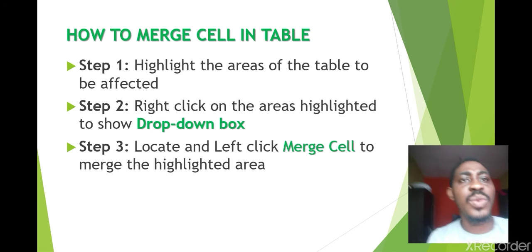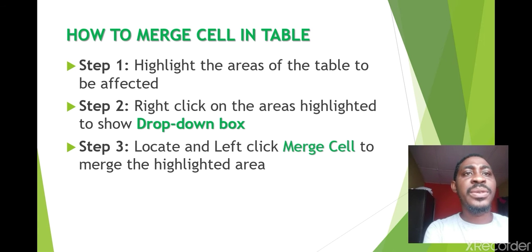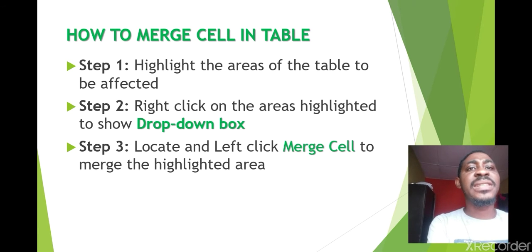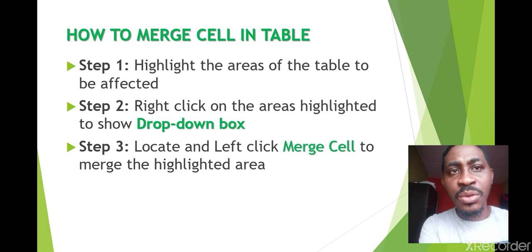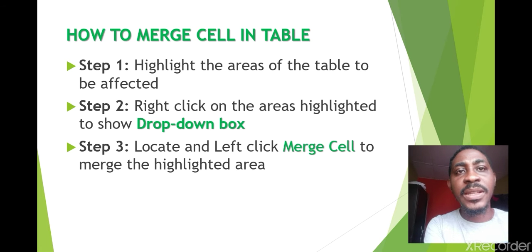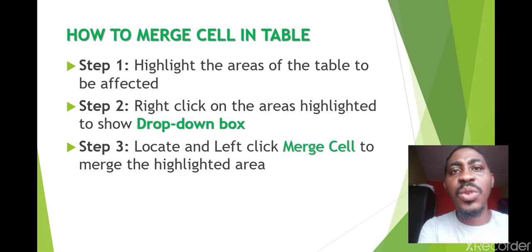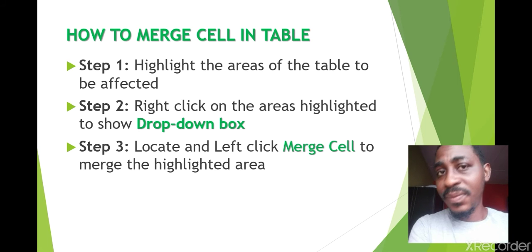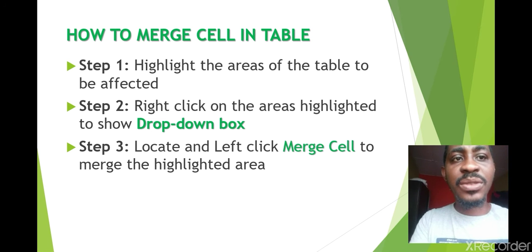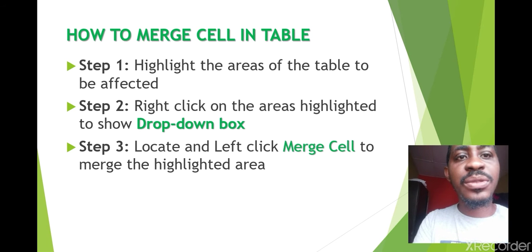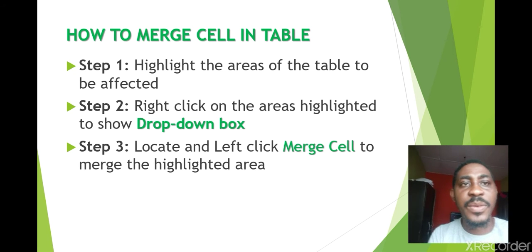Now the next thing is we are going to learn how to merge cell in a table. Now, merging cell is more like joining two or more boxes together in a table. The first thing is you need to highlight the area of the table that you want to merge. Then step 2, you need to right click on the areas that you have highlighted, and then step 3, you need to locate and left click merge cell to merge the highlighted area.